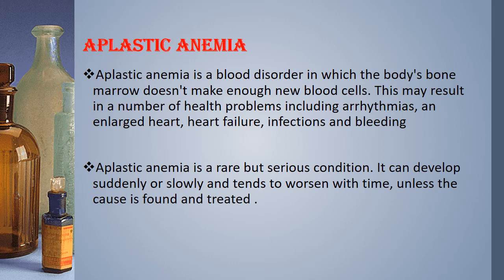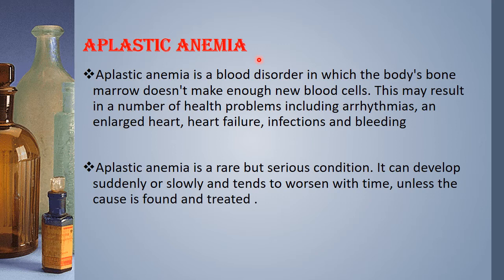Another type of anemia which is considered a more serious condition than the iron deficiency anemia, more than the pernicious anemia. It's a blood disorder in which the bone marrow doesn't make enough new blood cells. And here the patient may complain of heart failure, infection, bleeding, erythemia. As a result, enlargement of the heart is going to occur. Again, aplastic anemia, it may reflect a serious condition.